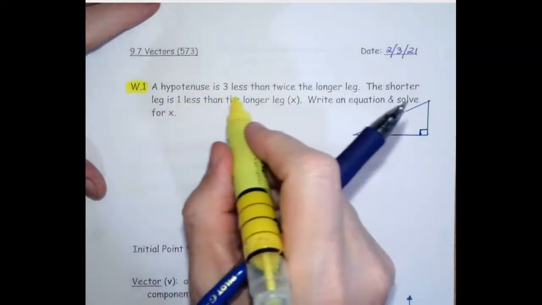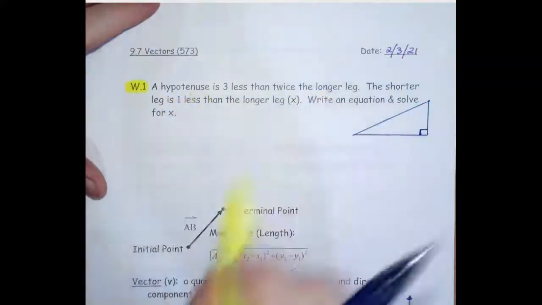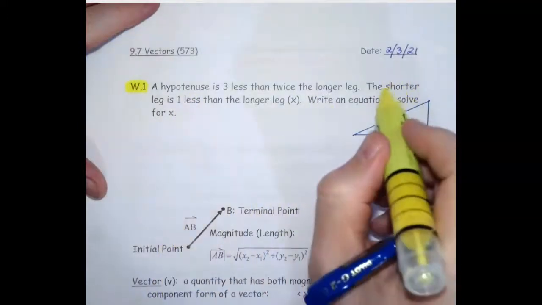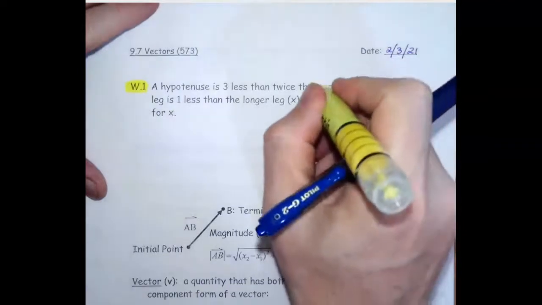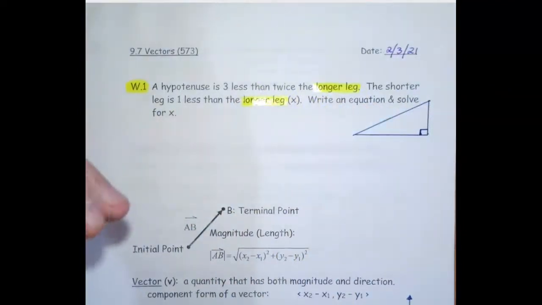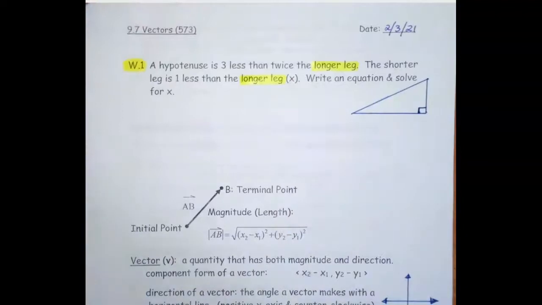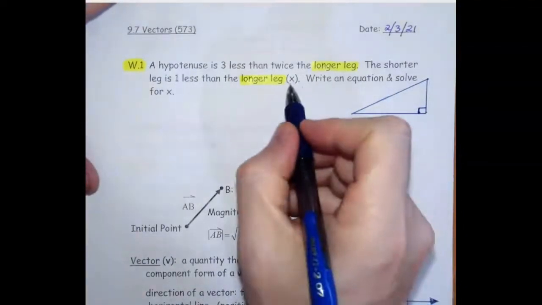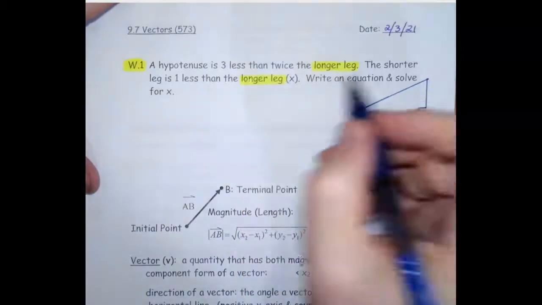A hypotenuse is 3 less than twice the longer leg. So we can see that the hypotenuse is being compared to the longer leg. Then it says the shorter leg is 1 less than the longer leg. So the fact that the longer leg was repeated twice and both of the other sides were compared to it emphasizes that that's what the variable is going to be. So we shouldn't have needed to give that hint right there.